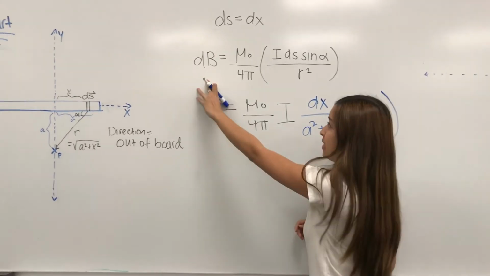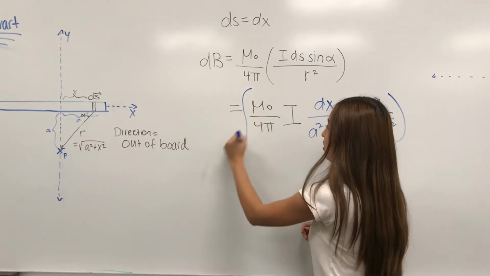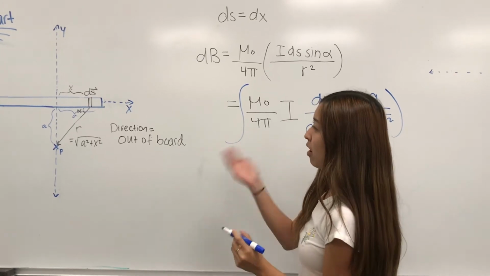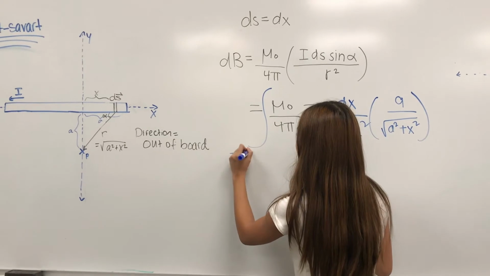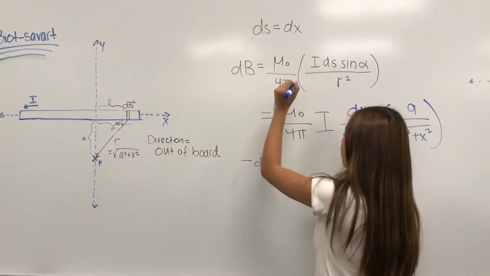Because this is a derivative, we're going to have to take the integral of this. And for our horizontal current, it's going to be from negative infinity to a.